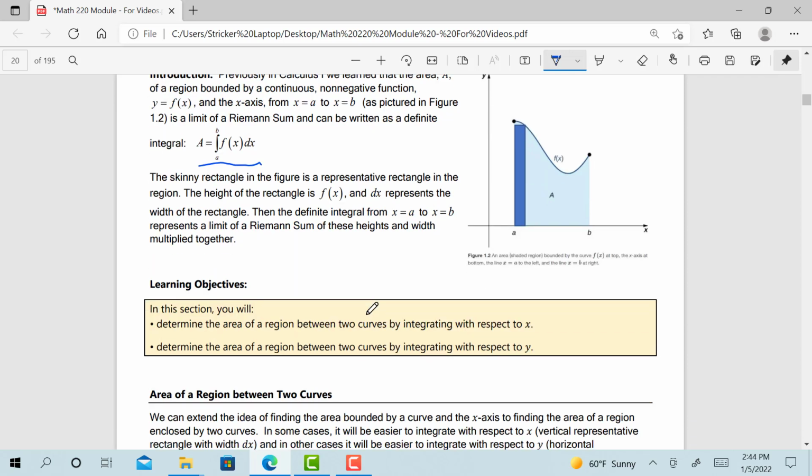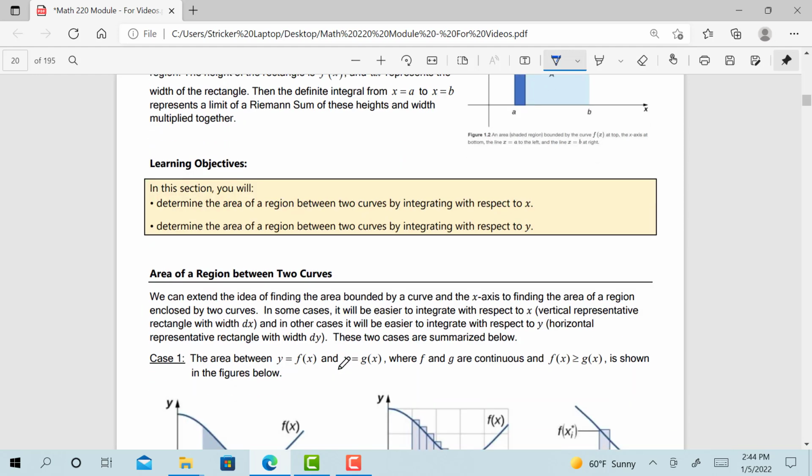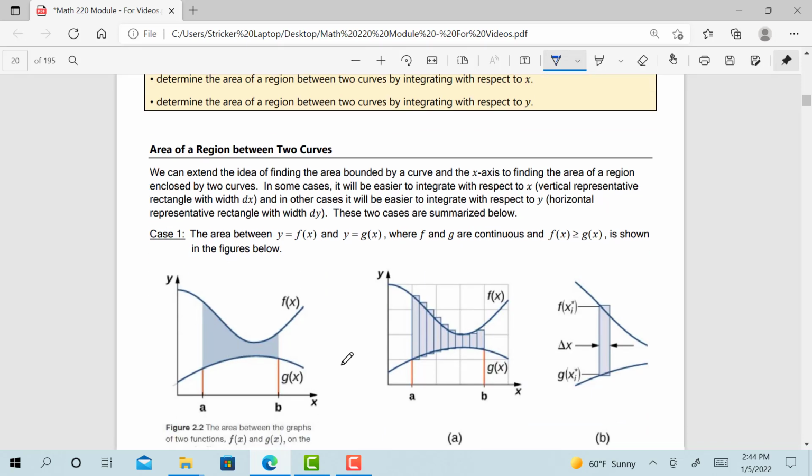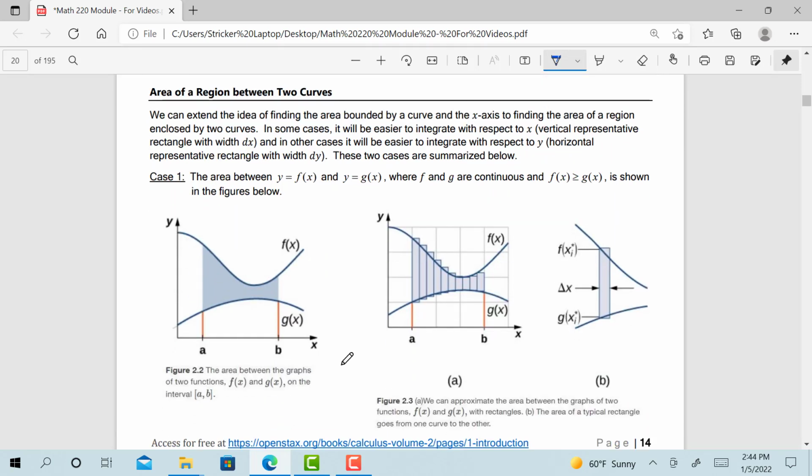So our learning objectives, we're going to find the area between two curves when integrating with respect to x, but also we're going to do it with respect to y as well. So let's go ahead and talk through that. So now we're going to have two curves. We're going to have an f of x curve and a g of x curve. And for the sake of all our problems, we're always going to think of the f of x as the one that's on the top. So f of x is going to be the upper curve. And then g of x is going to be the lower curve.